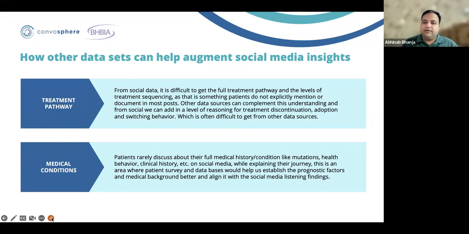And then on top of that, we use social media data to define better that, okay, if patients are suffering from these conditions, this is what they are talking about, these are the challenges. So it's a combined view that we create, and that is typically helpful.